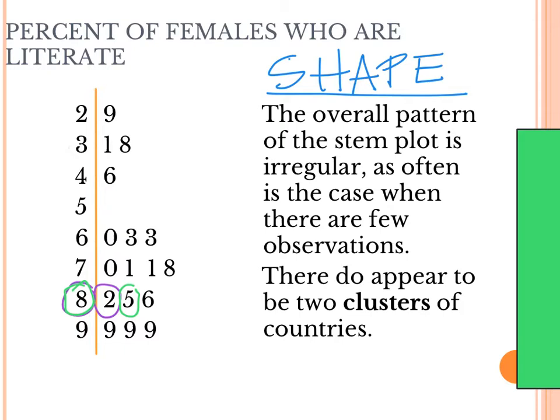Because the shape of this graph is not all that symmetric, we would probably use the median and either the range or the IQR to describe the spread in this case.